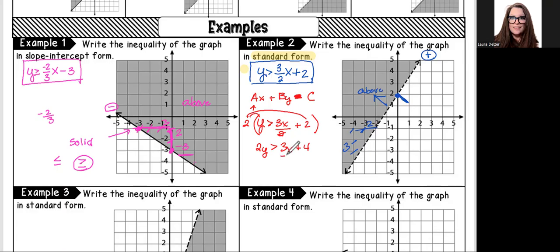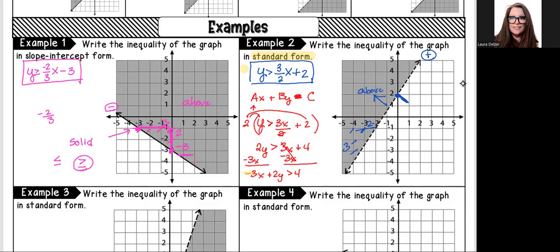Now I can bring my 3x over. This is going to cancel. So I got negative 3x plus 2y is greater than 4. But I want you to notice, oh noes again, we have another dilemma. We have this situation here. We have a negative in front of our x. We cannot have that. We just can't have it. So we got to get rid of it.